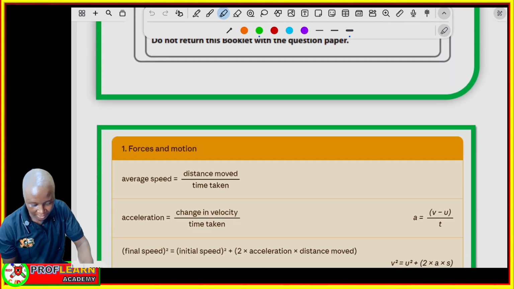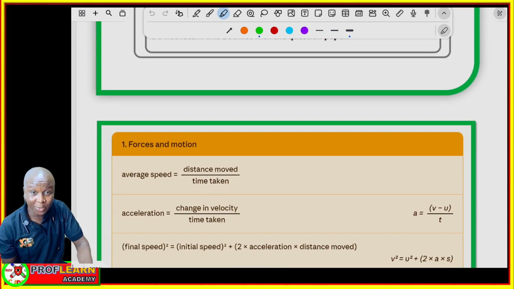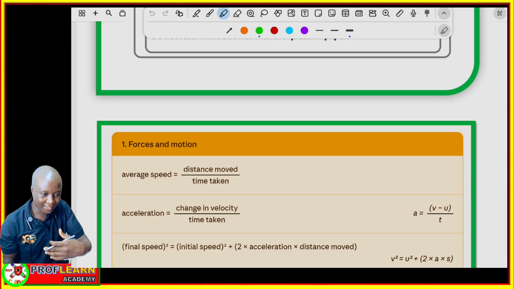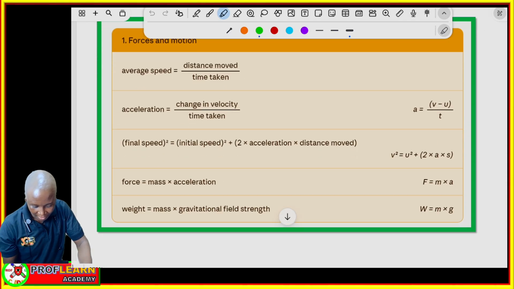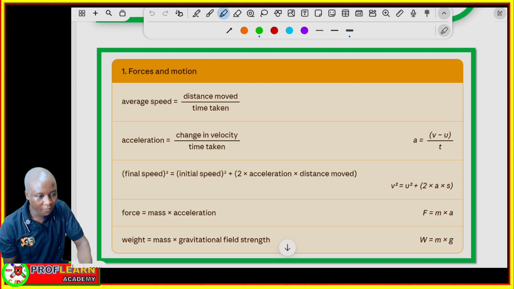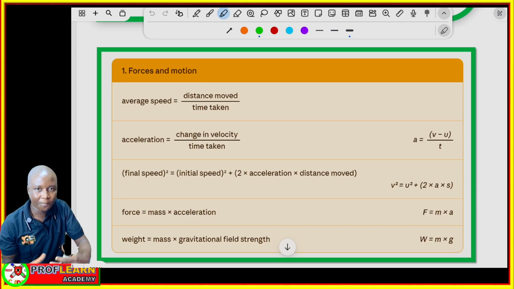So let's dive in so that we can see which are the questions that have been tested and what is the best approach you're going to use in order to answer such kind of questions. All right, so these are the key formulas that you really need to remember whenever you are given a question to do with this topic.